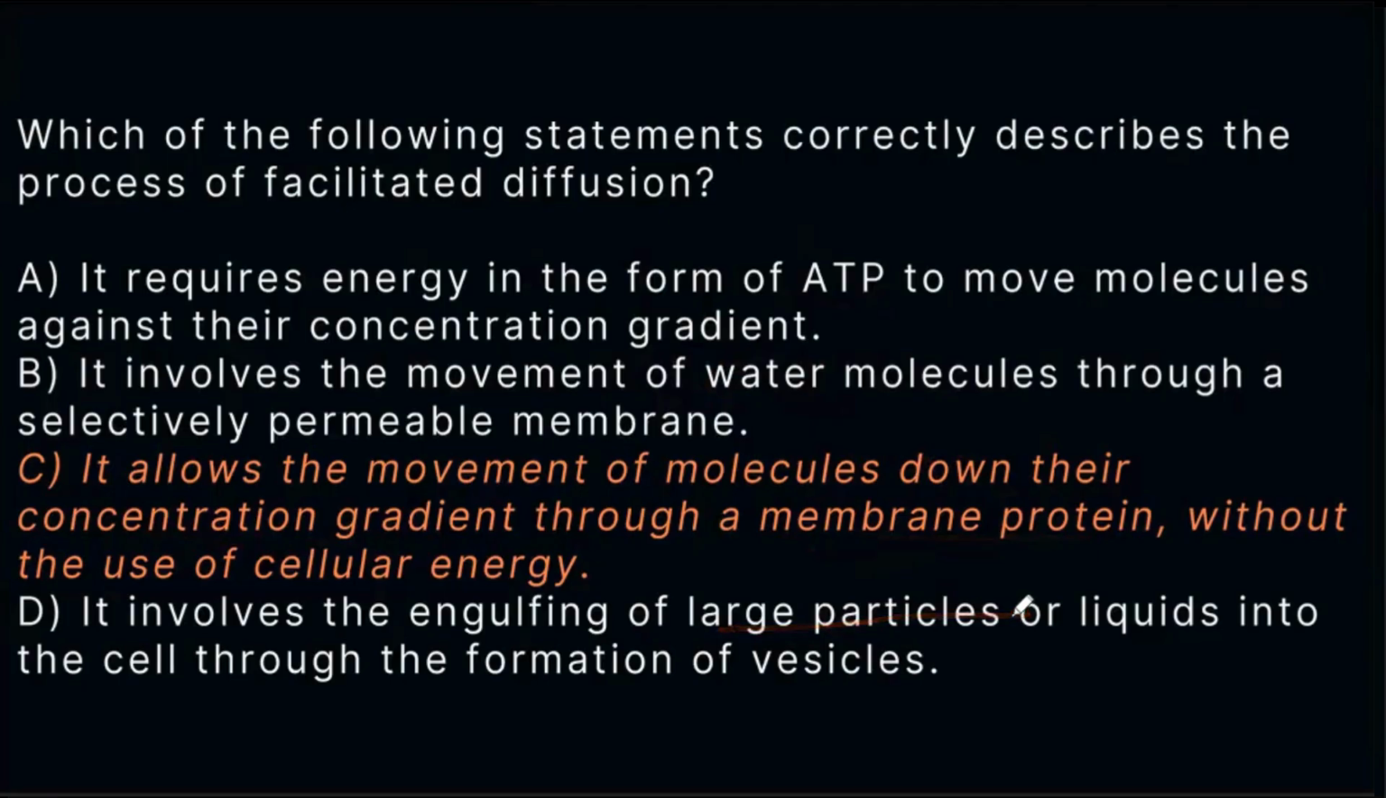Then, if you look at answer choice D, it involves engulfing large particles. Remember, that's describing engulfing into the cell, right? And when we're talking about into the cell, that means endocytosis, with the process of engulfing large particles. Endocytosis is also a part of active transport instead of passive transport, so that's why it would be incorrect. So the best answer choice here would be answer choice C.